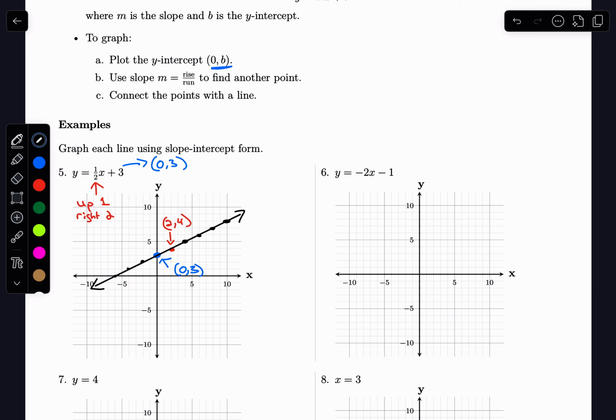All right, number 6. We want to graph y equals negative 2x minus 1. Negative 1 is our y-intercept here. That's our b value. So that means 0 comma negative 1 is on our graph. So I'm going to graph the point 0, negative 1.